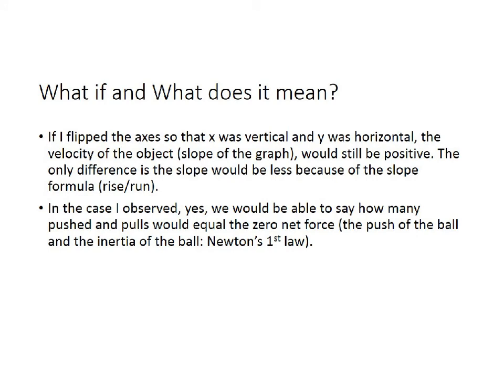There were a few more questions asked in this lab. The axes were flipped in which the x-axis was vertical and the y-axis was horizontal. What would happen to the slope of the line? In my observations, the velocity of the object, which is the slope of the graph, would remain positive. The only difference is the slope would be less vertical and more horizontal because of the slope formula rise over run, in which the y, which is now horizontal, would be larger than the x, which is now the vertical.